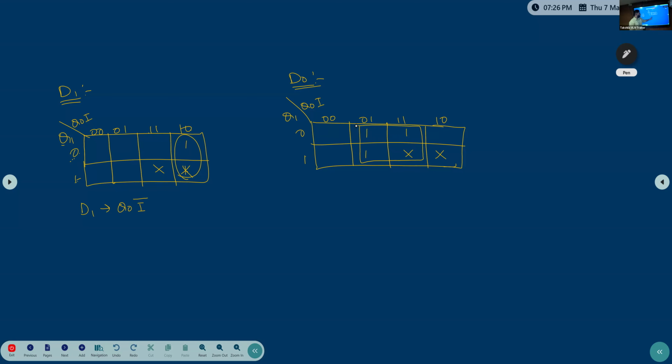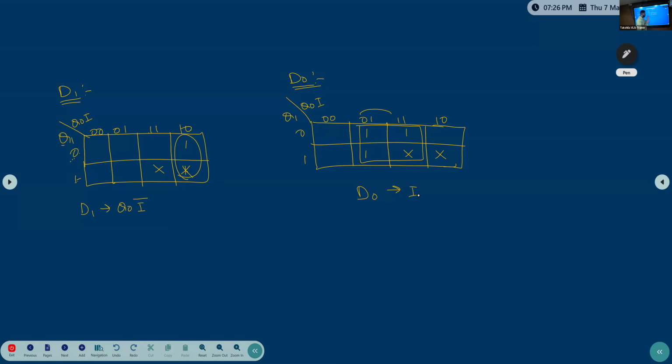So if I map this, what is the common? Q1 is not common. Q0 is changing 0 to 1, but I remains the same. So what is the value I will get here? D0 equal to I. Clear? D0 is I. I need to connect I to D0. So now we'll implement the circuit. Clear? How will the mapping work?